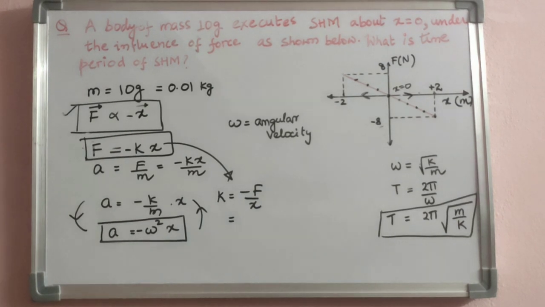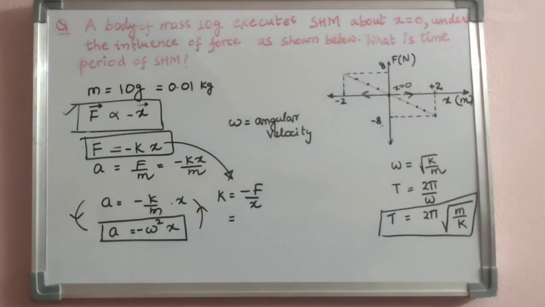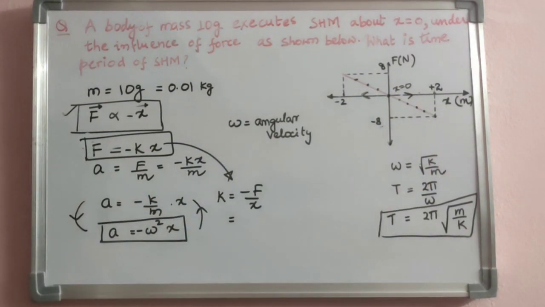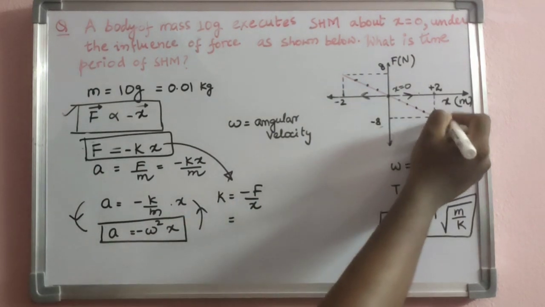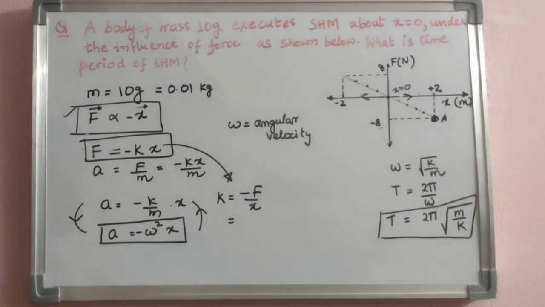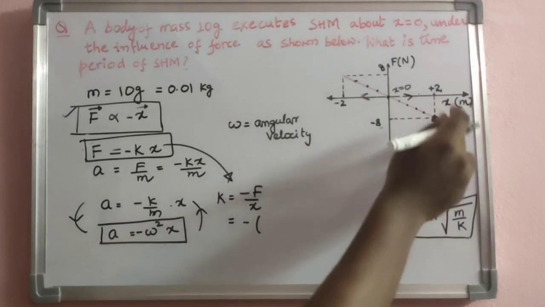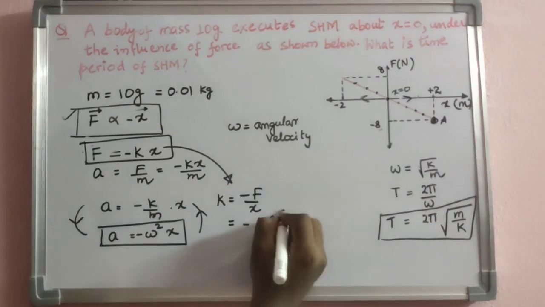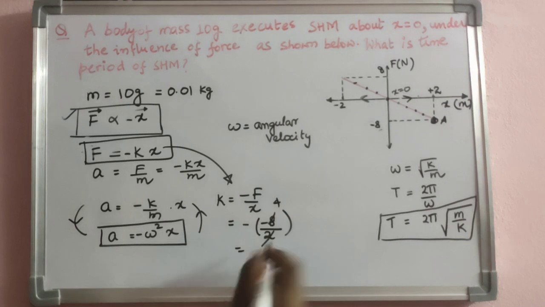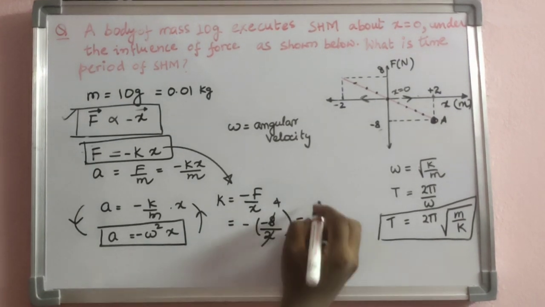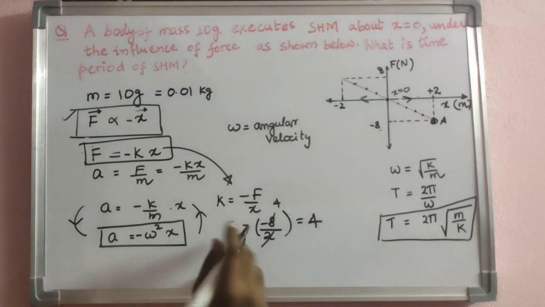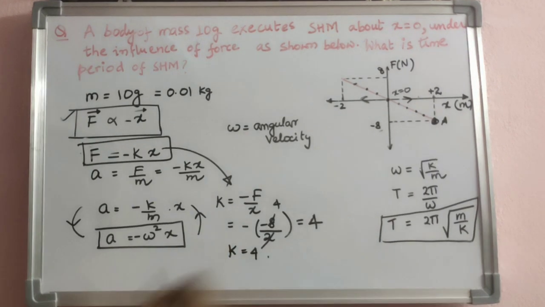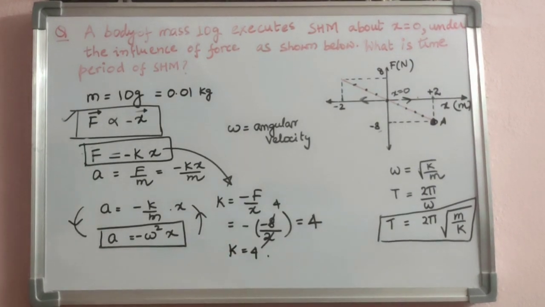Let's put in the values from the graph. You can take any value from the graph, you will get the same answer. I am taking the extreme most point because we know those points. Let me take point A. What is the value of force there? Minus 8. What is the value of displacement there? Plus 2. So 2 fours are 8, and the value of k is plus 4. Remember, minus minus will become plus. So k is equal to plus 4. So we got the value of k.